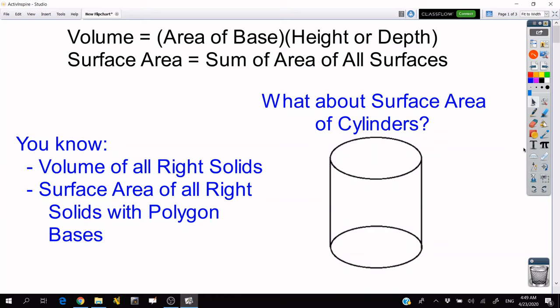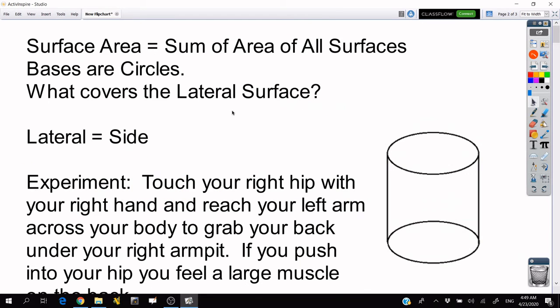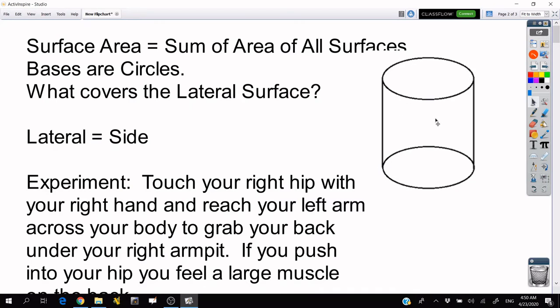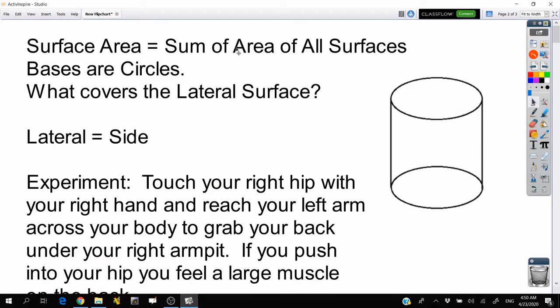Now, some things are obvious in the surface area of cylinders. Surface area is the sum of the area of all surfaces. Well, the bases of this cylinder are obviously circles. So to add up all of the surfaces, we have a circle on top plus a circle on bottom plus the lateral surface. The lateral surface goes around this.